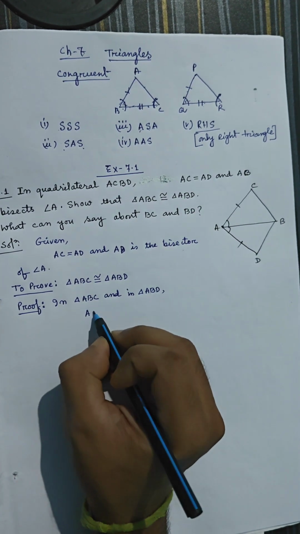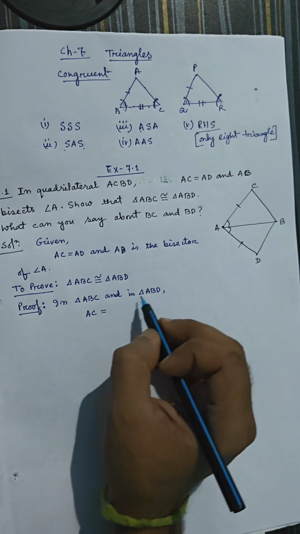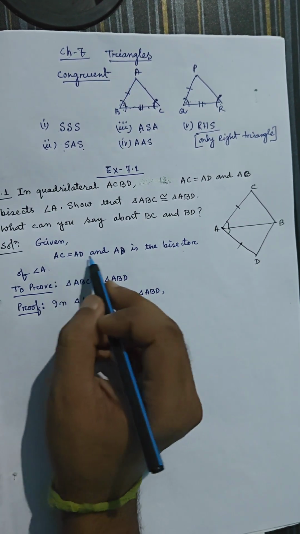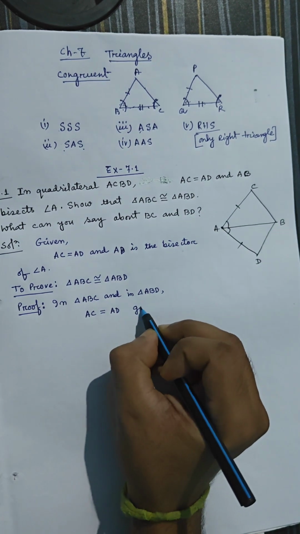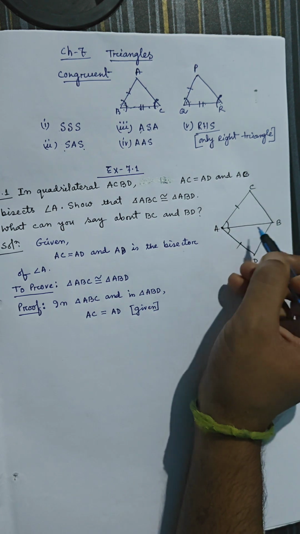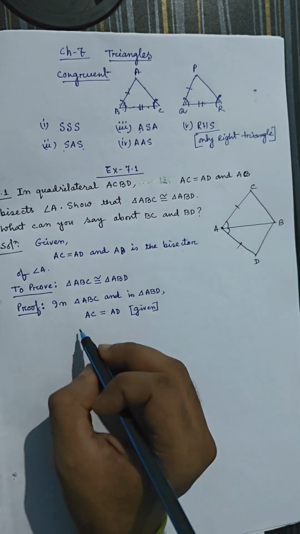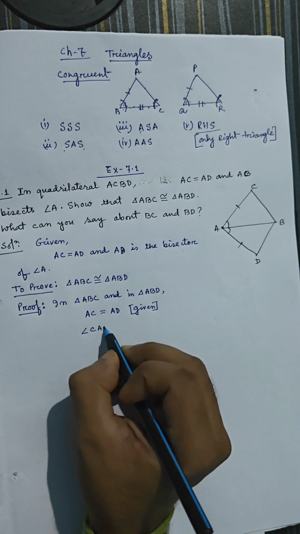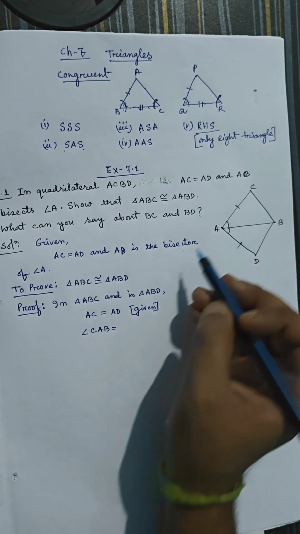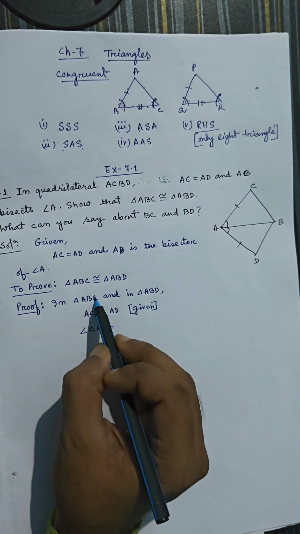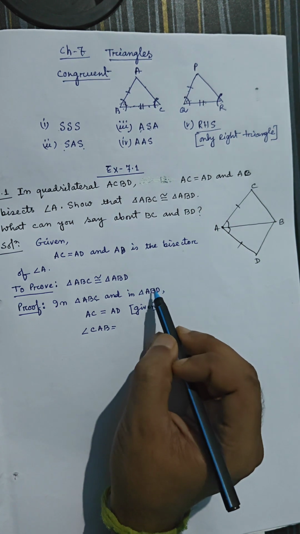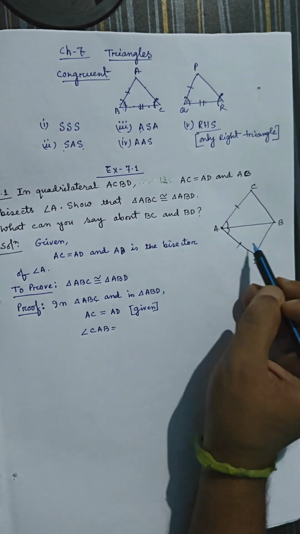First see AC. See, first and third. Similarly, first and third. AC equal to AD. This one is given, so we'll write given. Next, the angle between them. Angle CAB. See, I have written CAB, so you don't write BAD here. Why? Because see, CAB: third one, first one, middle one. It should be DAB. CAB is equal to DAB.